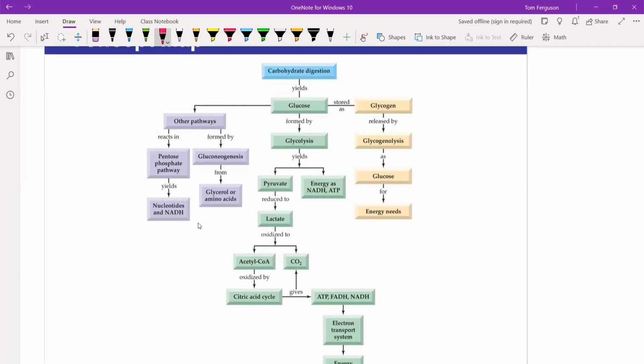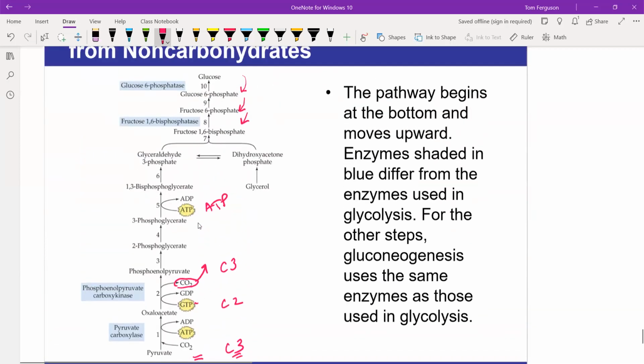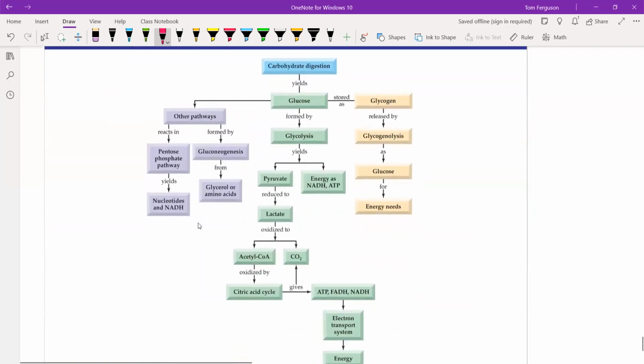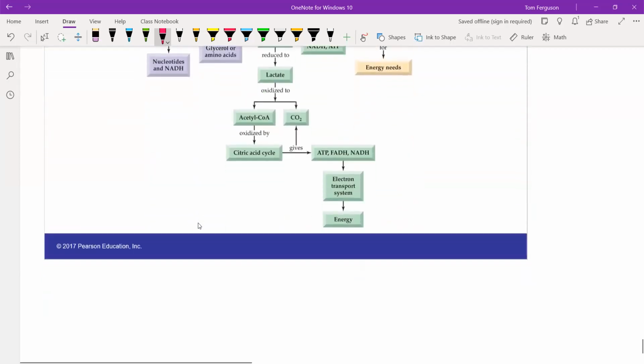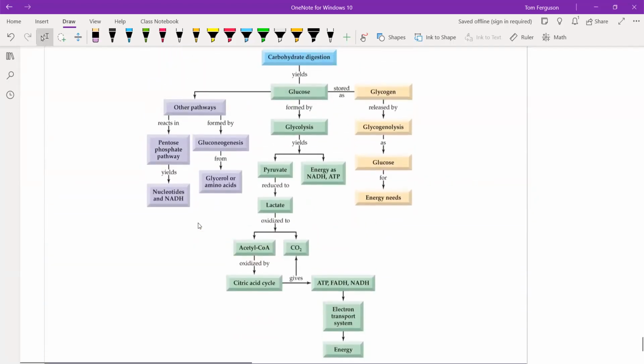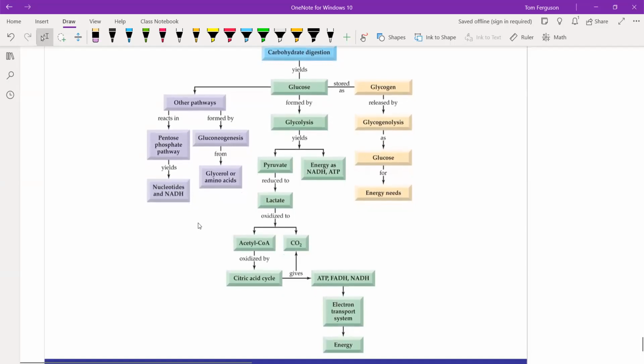I don't know. I don't like this. I don't like this one better. I need to modify this, I think. I'm going to modify this a little bit.